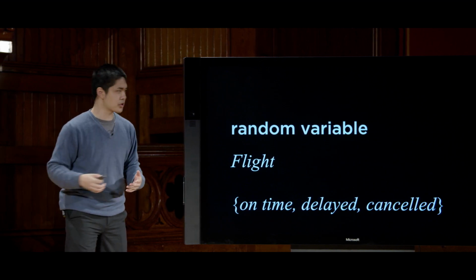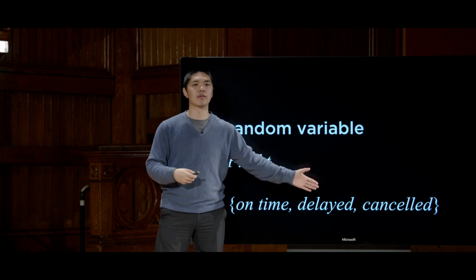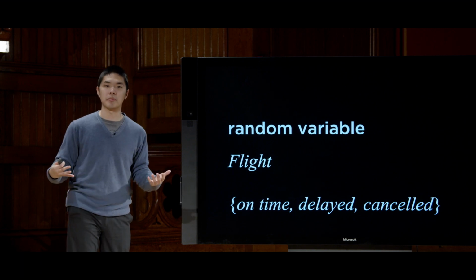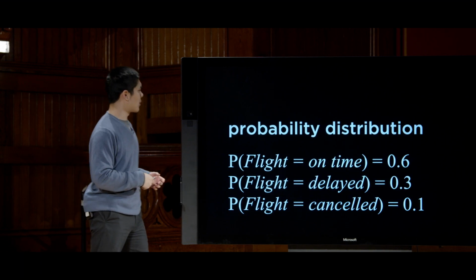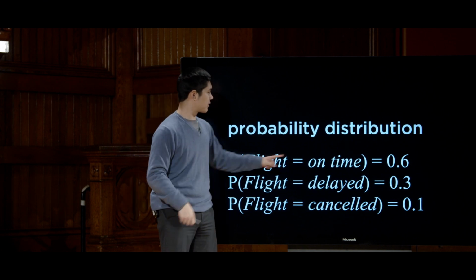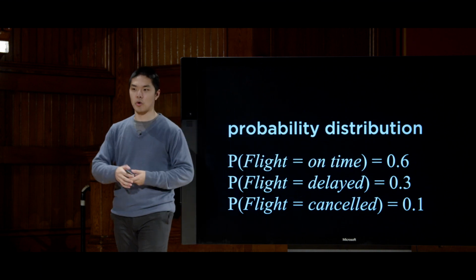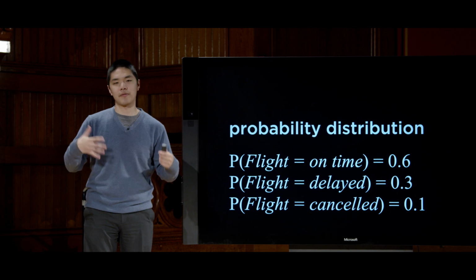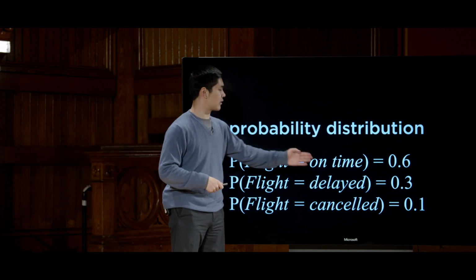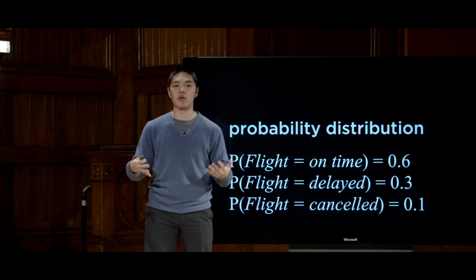A probability distribution takes a random variable and gives me the probability for each of the possible values in its domain. So in the case of this flight, for example, my probability distribution might look something like this. My probability distribution says the probability that the random variable flight is equal to the value on time is 0.6. Or otherwise, put into more human-friendly terms, the likelihood that my flight is on time is 60%. And in this case, the probability that my flight is delayed is 30%. The probability that my flight is canceled is 10% or 0.1.